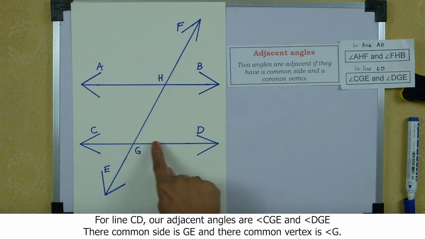For line CD, our adjacent angles are angle CGE and angle DGE. Their common side is side GE. And their common vertex is angle G.